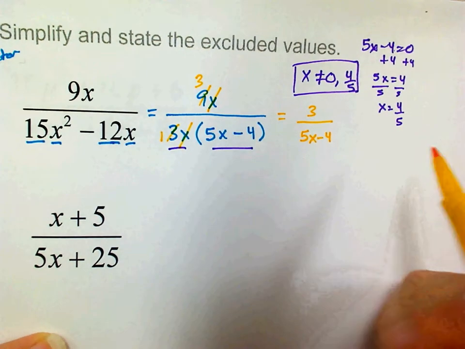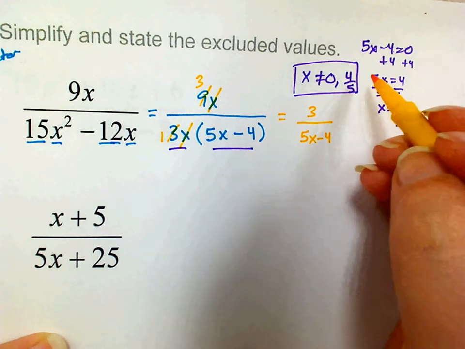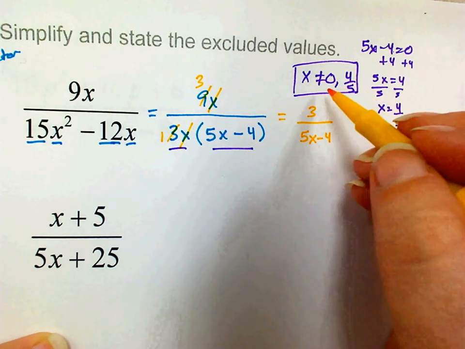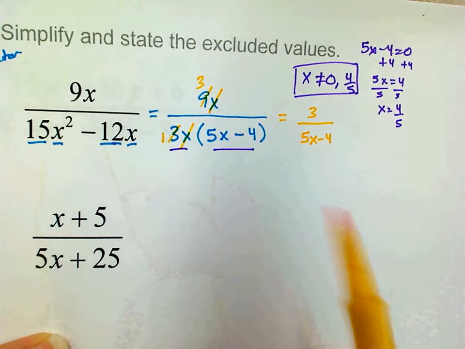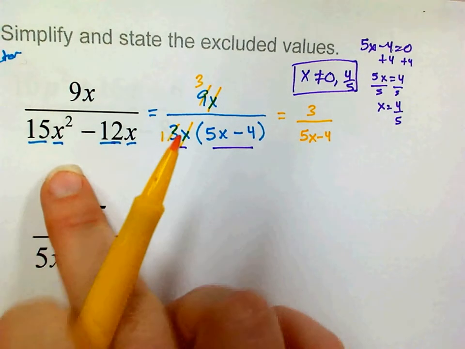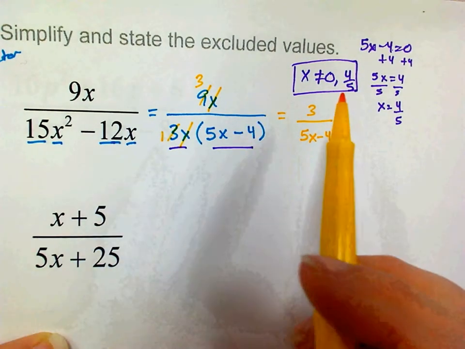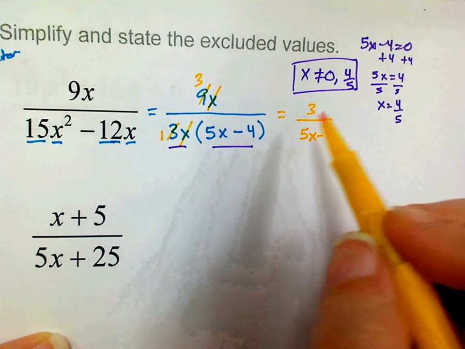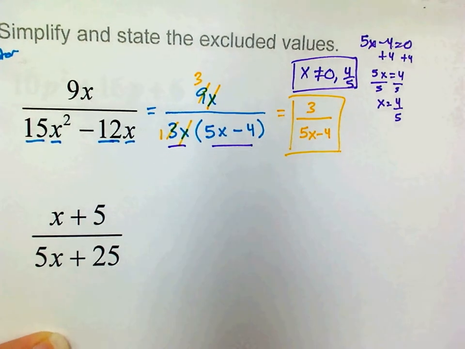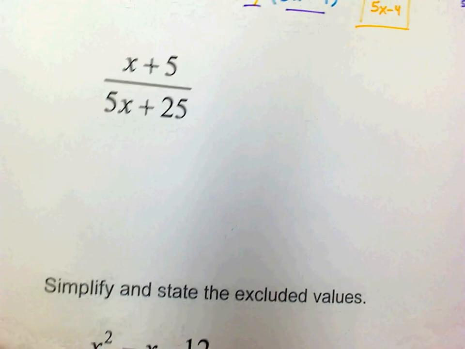Okay? So in this one, it looks like only 4/5 is an issue, but actually 0 is as well, because we're talking about the original expression. So for the original expression, we're supposed to state the excluded values, 0 and 4/5, and simplify it down to this expression right here. Okay? Okay, let's go and do that one.